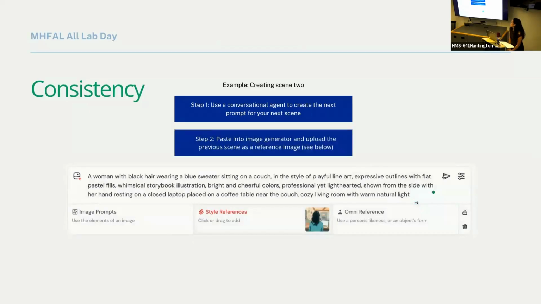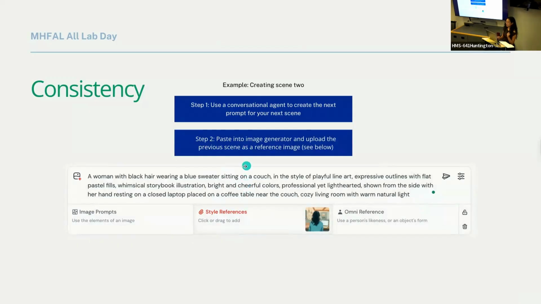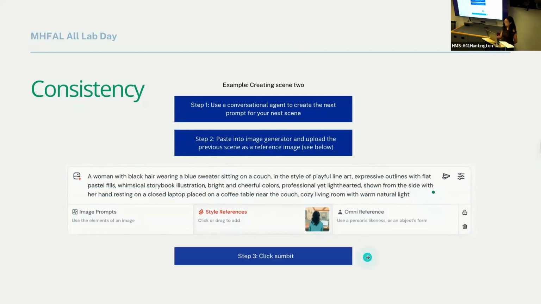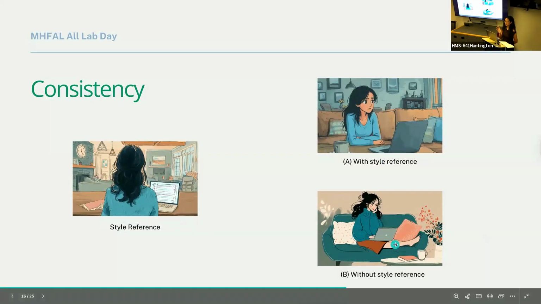So this is a screenshot of Midjourney. I uploaded the first image I created in the style reference section, and then another prompt here. And this prompt was also by ChatGPT. So it's using this style reference to create that consistent look. And then you click submit, and then you get another image. So style reference. This is with the style reference, without the style reference. Sorry, what was the style reference you used?